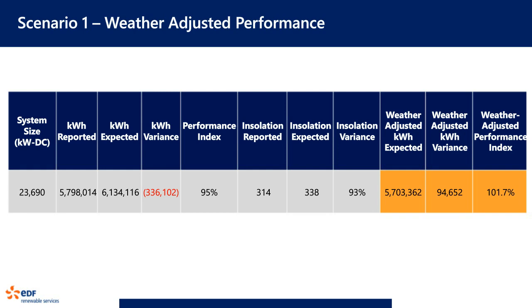In this scenario, it is clear that when the data is corrected for weather, which is the number in the weather adjusted performance index column, the plant is performing above budget at 101.7%. Principally, this means that the plant did not meet its performance budget because the sun did not shine as much as anticipated. Unfortunately, in this scenario, there's just not much that a project owner can do. If it's not sunny or if it's not windy, then the production suffers.